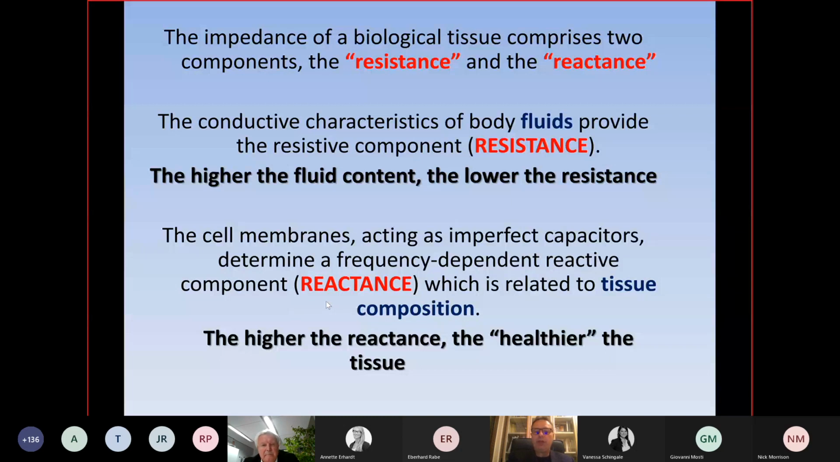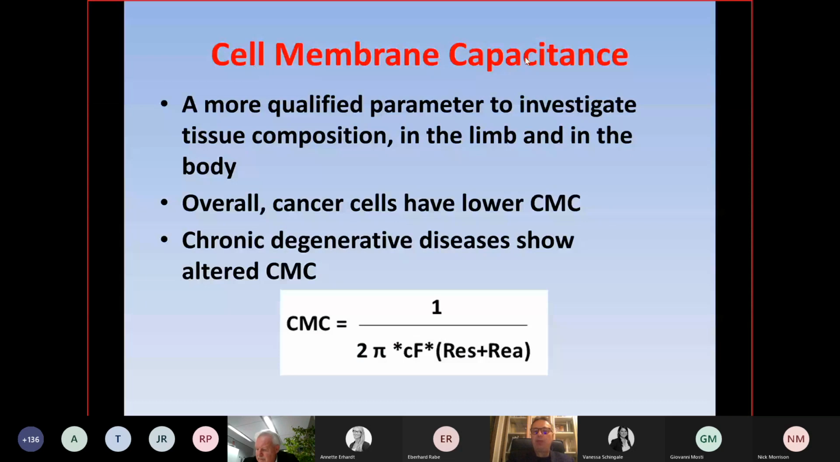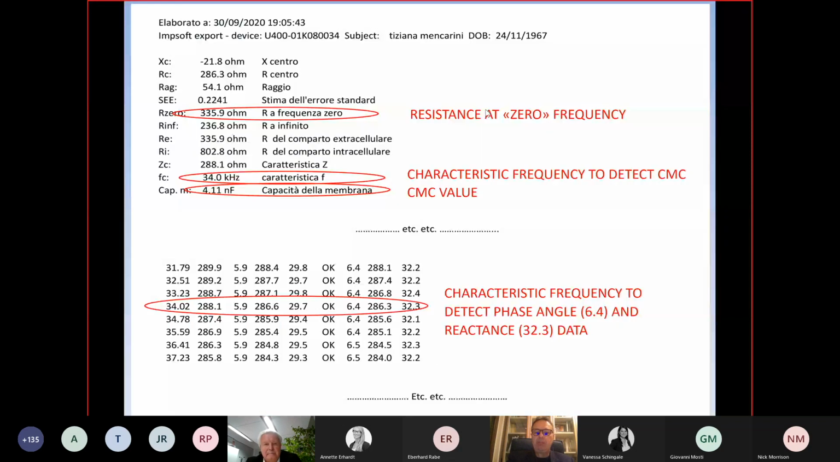So through raw data, you can understand also cell membrane capacitance, which is the third interesting parameter you can get through bioimpedance. And it has been used, for example, in cancer and in other chronic degenerative diseases. So these parameters can be very easily investigated through these devices, and then you can understand how much is the resistance in the limb or in the segment of the limb. And then you can detect the cell membrane capacitance, which relates to the tissue. So you can investigate the tissue. And then you can also, of course, detect reactance, which is another way to detect the tissue composition.